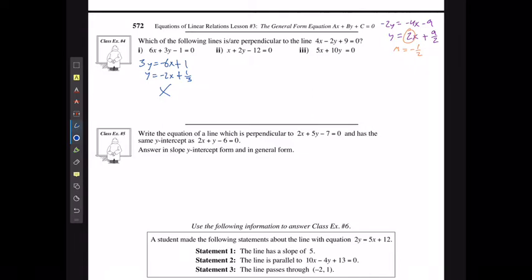In the second case, I'm going to say that 2y is equal to negative x plus 12. When I divide everything by 2, y is equal to negative 1 over 2 x plus 6. This one has a slope that I'm looking for, so this one is perpendicular.